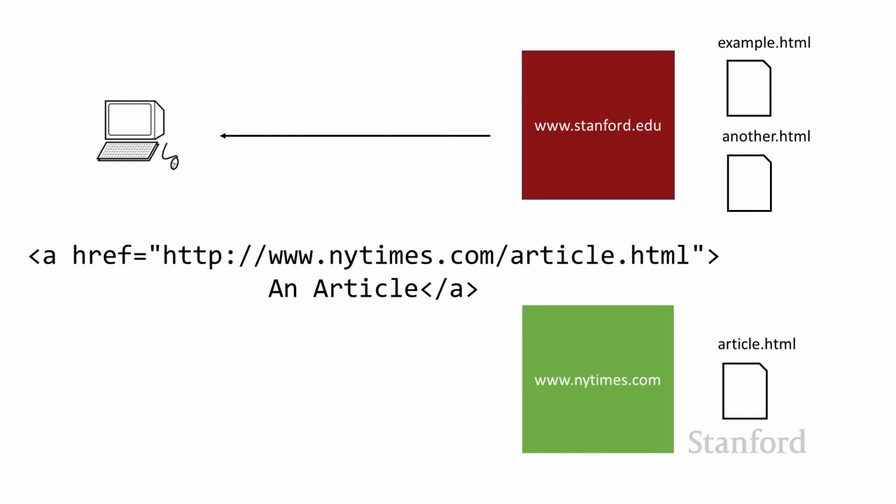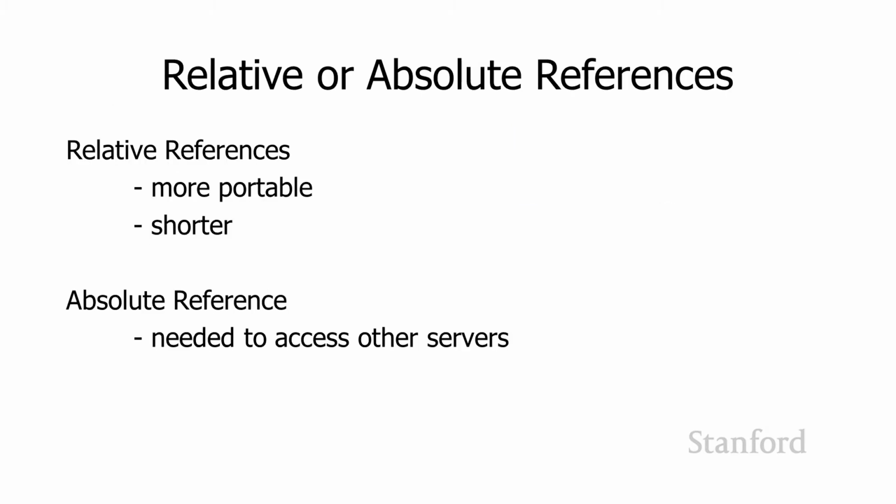So I can do everything I want with absolute references. Why would I ever want to use a relative reference? Well, it turns out that there's actually a bunch of big benefits to using relative references. So one of the benefits of having relative references is that they're much more portable. And so what I mean by this is if I have a website and all the references between the different web pages on the website are using relative references, I can take all those files and those folders and move them to another computer.